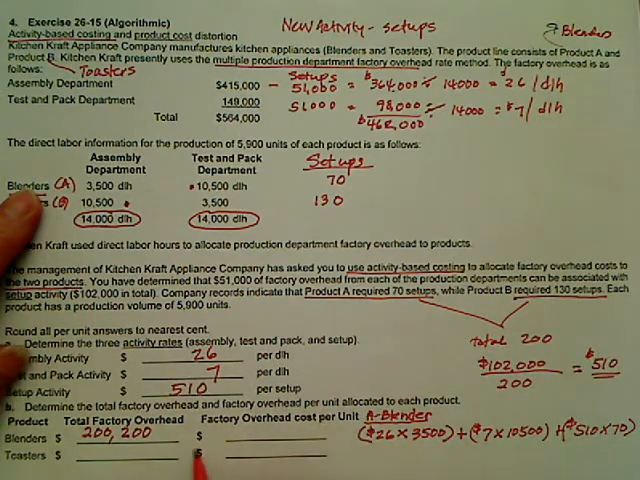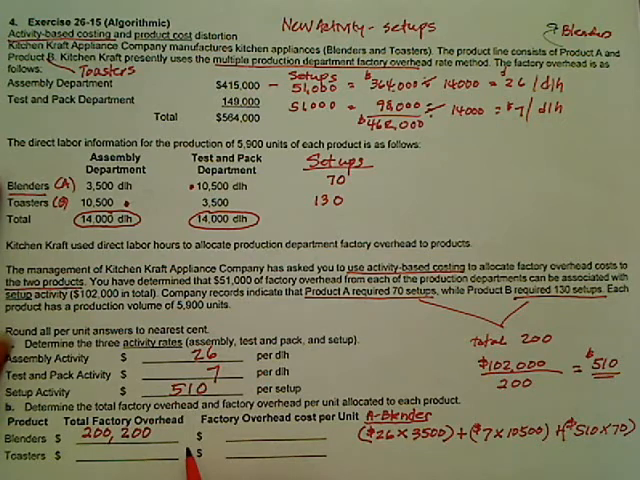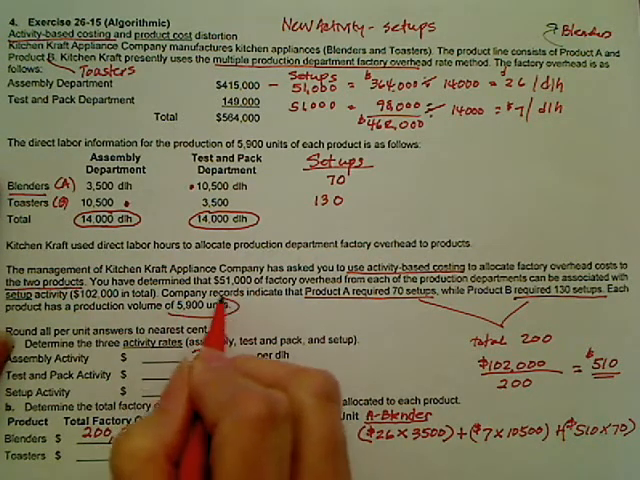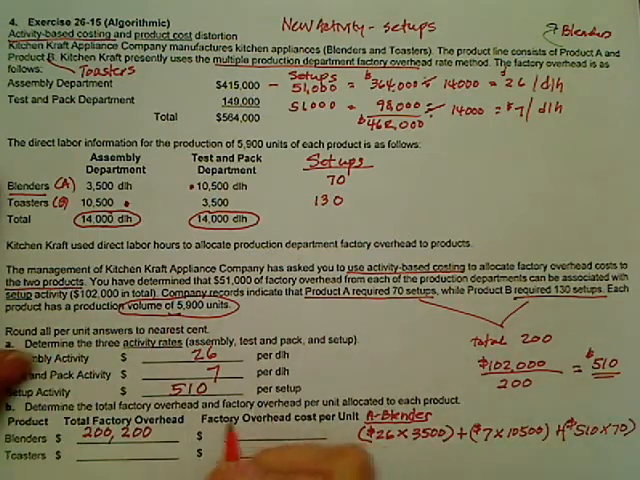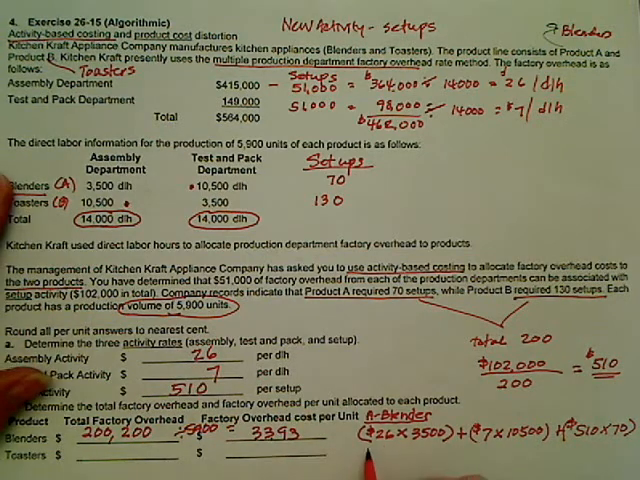200,200, and we need to divide that by the number of units, the production volume. Each product has a production volume of 5,900. So we're going to divide that by 5,900 equals $33.93.